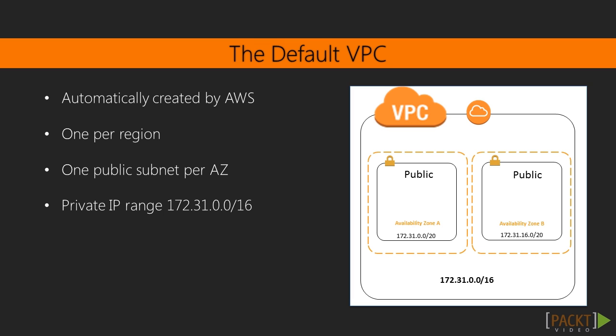The VPC will have an internet gateway attached and a route in the route table to the internet through the gateway. As you can see, this is a very basic VPC and it doesn't provide private subnets. However, you can customize it and add those if you want.